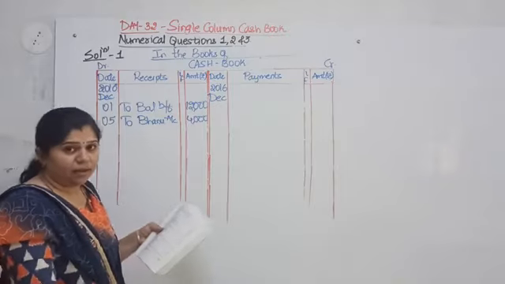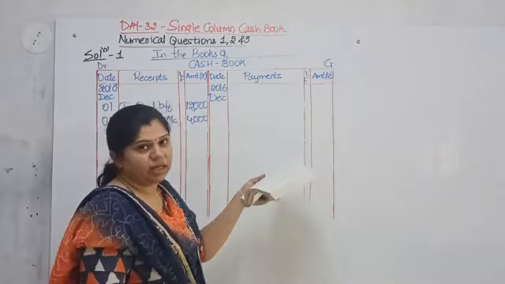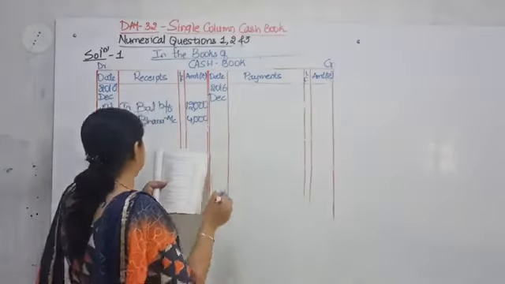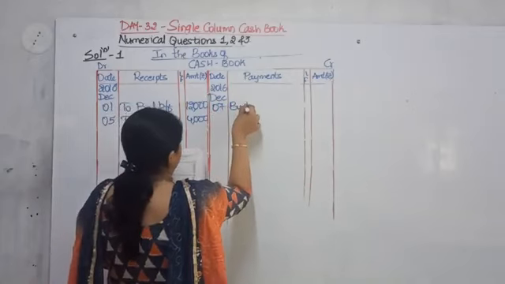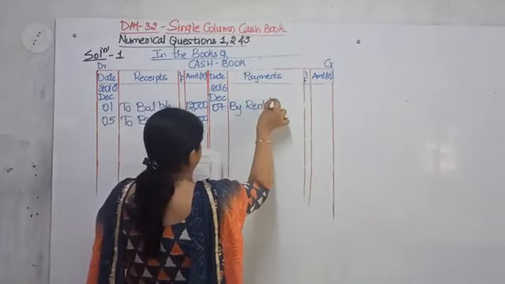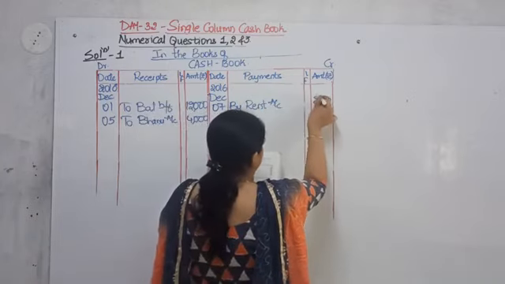Next, rent paid. Paid means what? Payment. Which side will you write it on? You write it on the payment side. 07 by rent account. Okay. How much is the amount? Amount is equal to rupees 2,000.